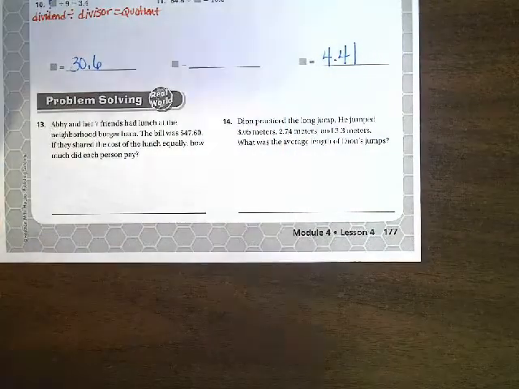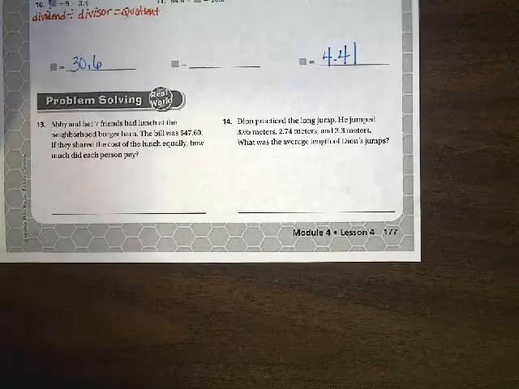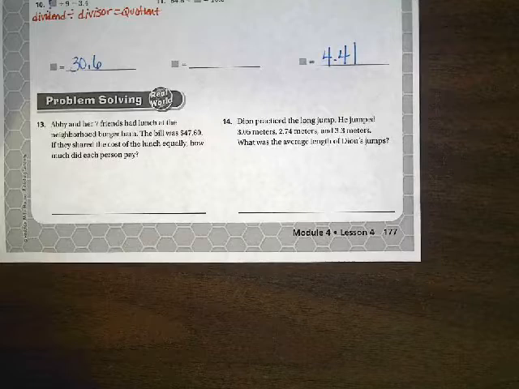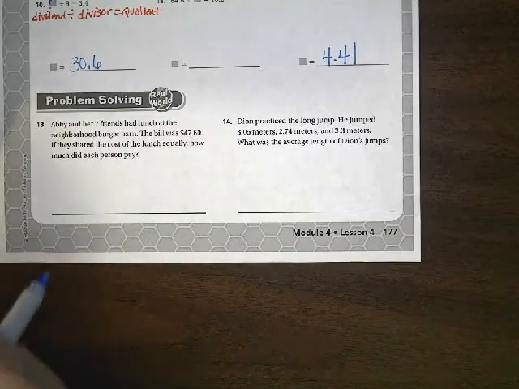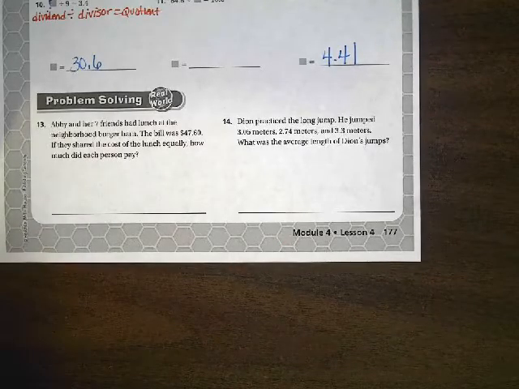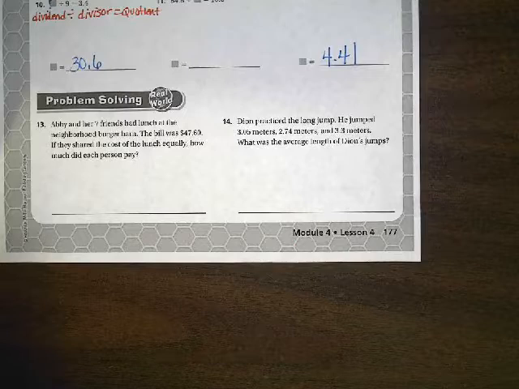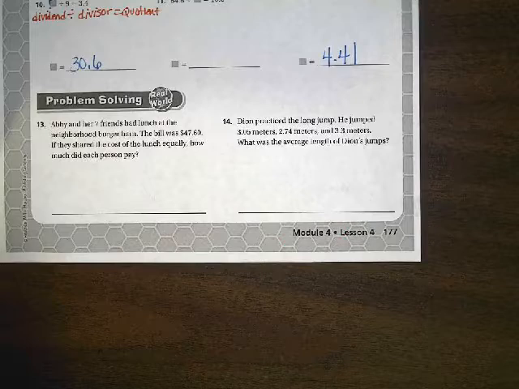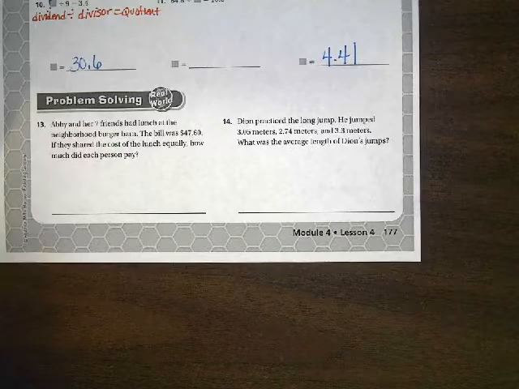There we go. The next one is 14. Dion practiced the long jump. He jumped 3 and 5 hundredths meters, 2 and 74 hundredths meters, and 3 and 3 tenths meters. What was the average length of Dion's jumps?